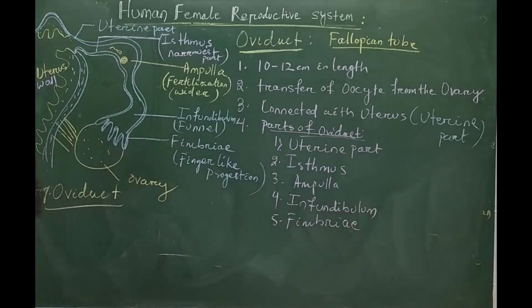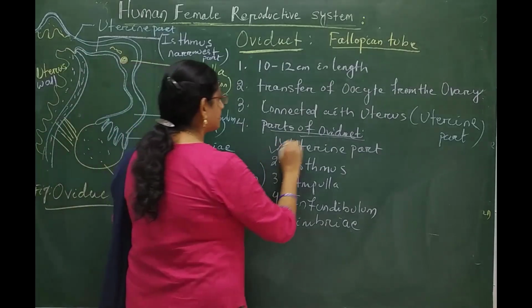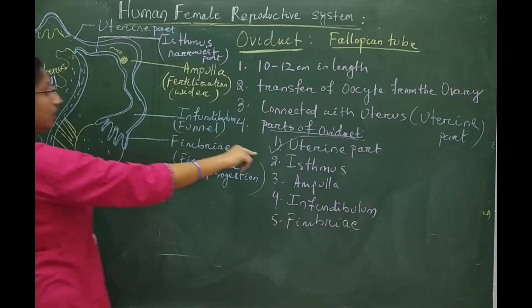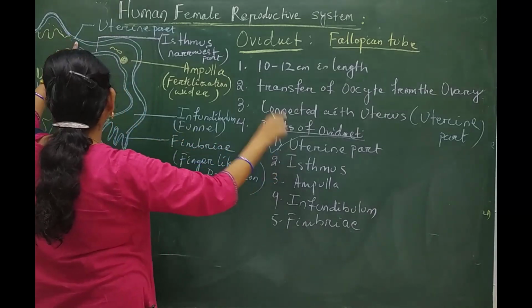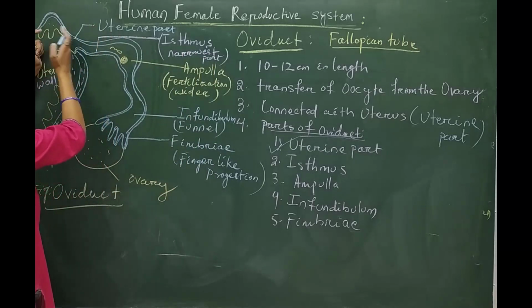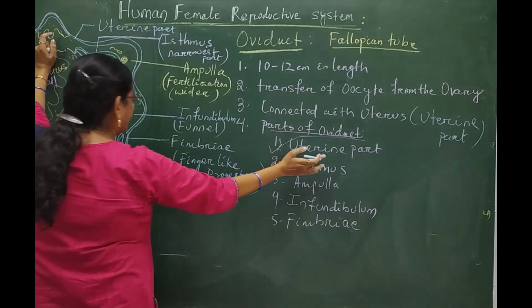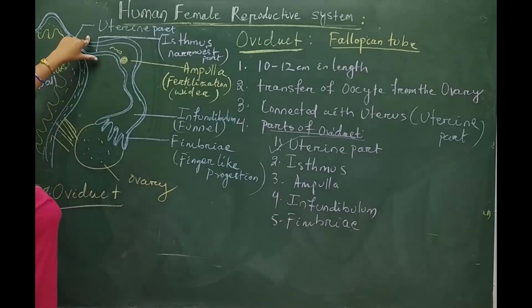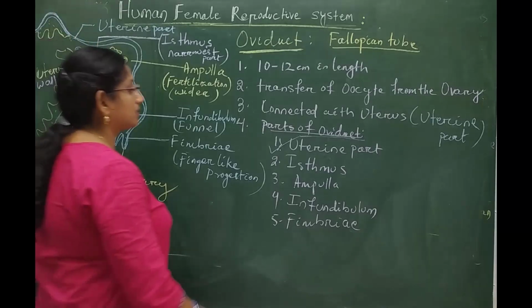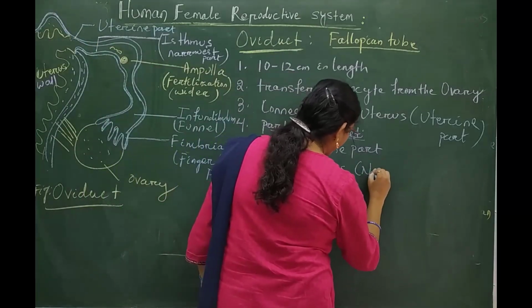Next, structurally, this oviduct consists of the following parts. What are the different parts? Starting from the uterus, the first part is the uterine part, which is attached to the wall of the uterus. Next, from the uterine part, another section is there which is the narrowest section.